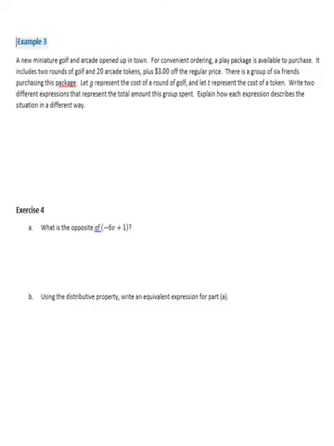Let G represent the cost of a round of golf and let T represent the cost of a token. Write 2 different expressions that represent the total amount this group spent, and then explain how each expression describes the situation in a different way.